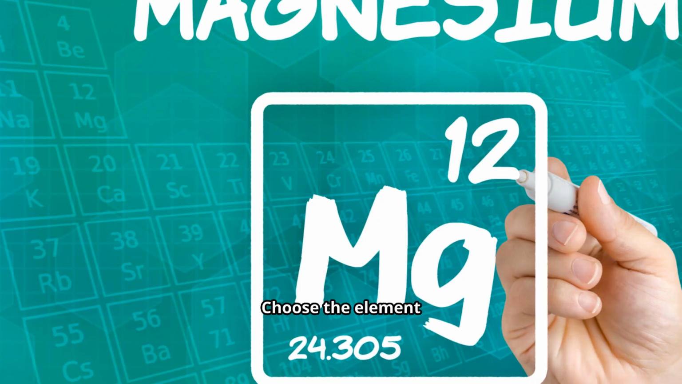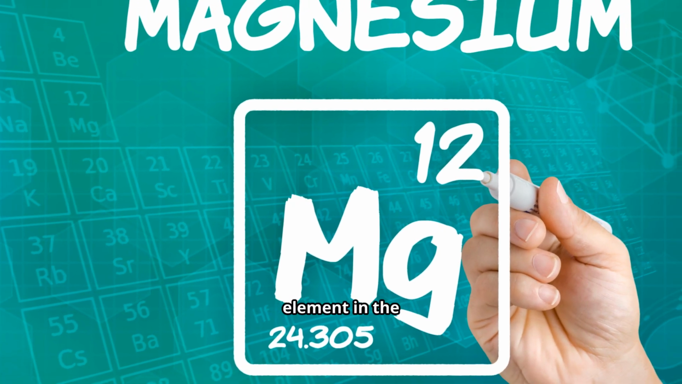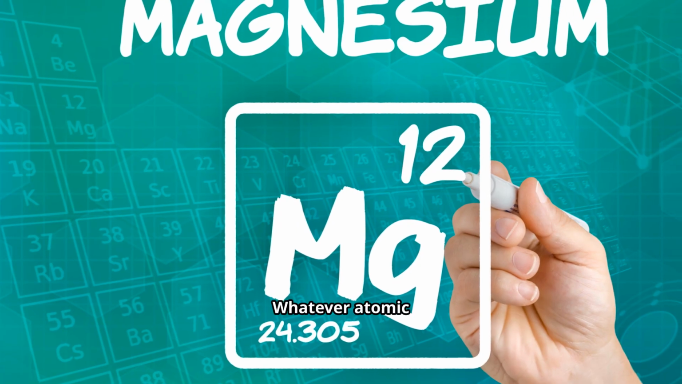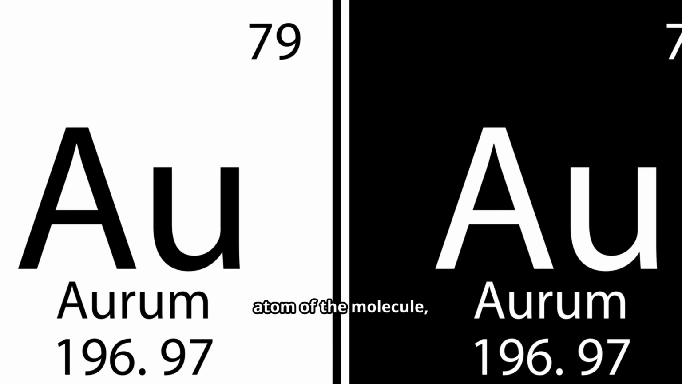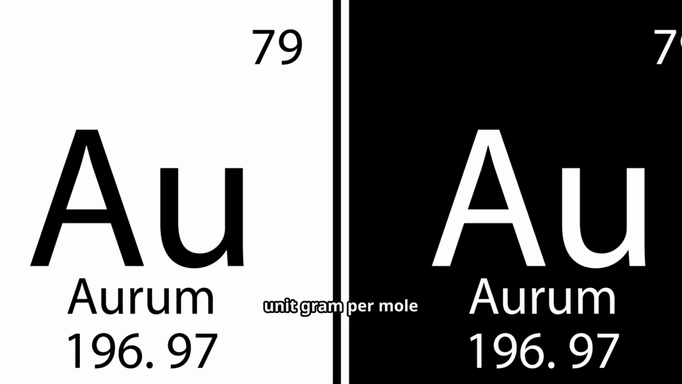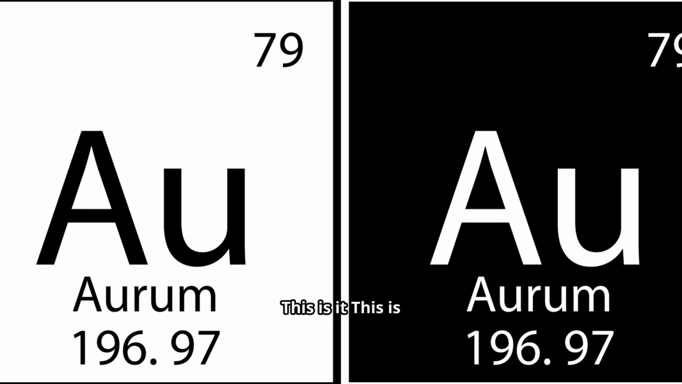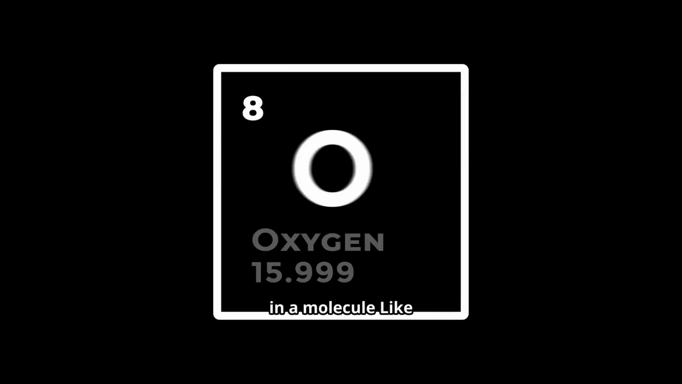How to find it? Choose the element the question is asking for the molar mass of. Look up the name of the element in the periodic table. Whatever atomic mass is below its symbol, if it is only one atom of the molecule, then we don't have to multiply or add. We just add the unit, gram per mole. This is the molar mass of the element.